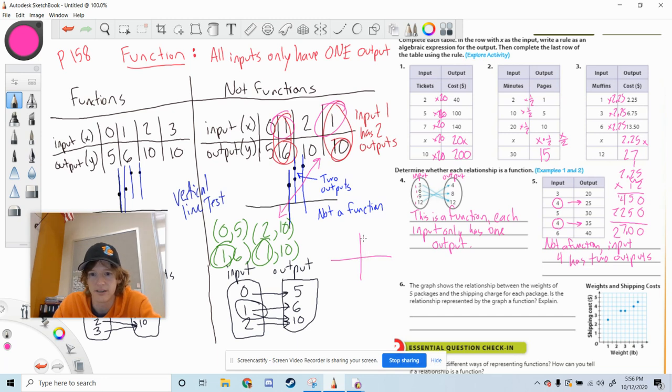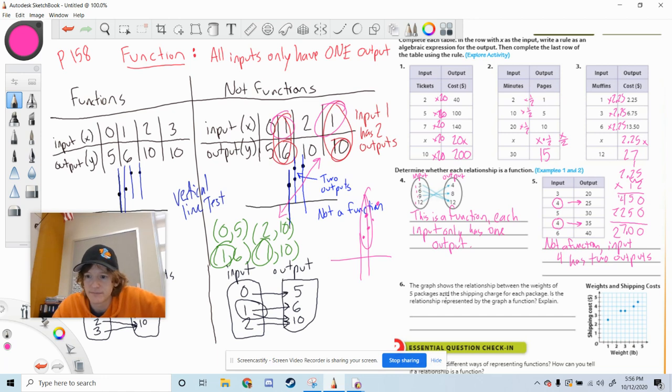If we were to graph this, it would look something like this. So we'd have (3, 20), we'd have (4, 25), (5, 30), (4, 35). Our vertical line test fails right here. And then (6, 40). Our vertical line test failed right here because we have two things at x equals 4. So it's not a function.